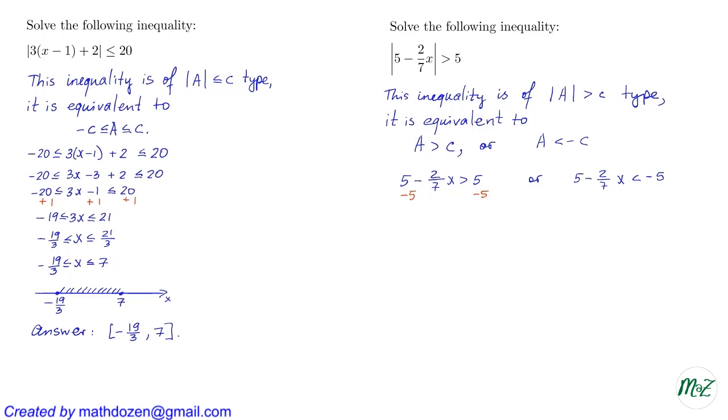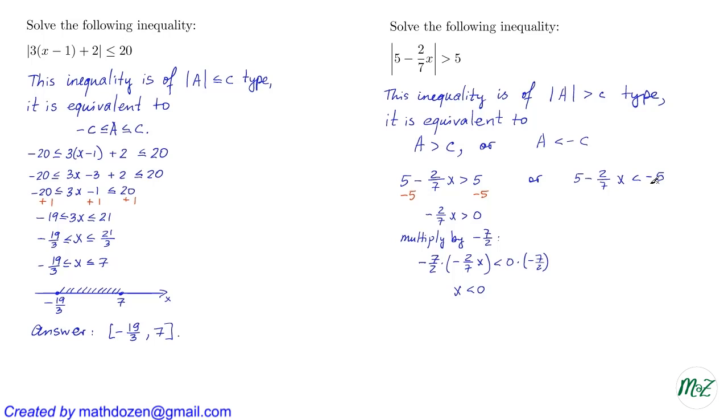So to solve the first one, we subtract 5 from both sides, and we end up with negative 2 sevenths x being greater than 0. Now we're going to multiply both sides by negative 7 halves to cancel out negative 2 sevenths. When we do so, the inequality sign should be reversed because we're multiplying by a negative number, and we end up with x being less than 0.